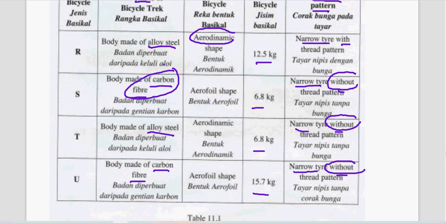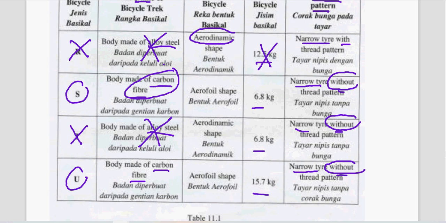Alright, now, from here, which one is the obvious answer? It cannot be this. Cannot be this. And the mass also, bigger mass is definitely no. So R can already be cancelled. Then this one also cancel because of alloy steel. And now, between S and U, which one is the best answer? Without. Okay, so look at the mass. U has the biggest mass, so cannot be. So the most accurate will be S. But it's a bit confusing. So if like this in exam, just choose this one.